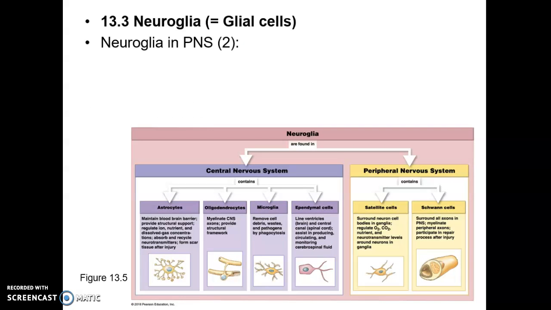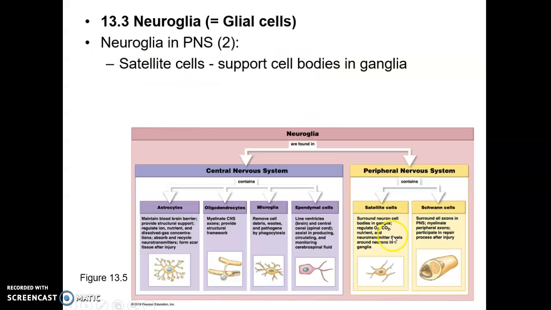Okay, moving out to the peripheral nervous system, think of like the nerves. We have satellite cells here, and their function is to support cell bodies in what's called ganglia. So ganglia are groupings, clusters of neuron cell bodies. Neurons have a cell body with the nucleus and long extensions, and sometimes those cell bodies are clustered, grouped together in the peripheral nervous system, and those clusters of cell bodies are called ganglia. So what the satellite cells do is they surround the cell bodies in ganglia and support and protect them, again in the peripheral nervous system.